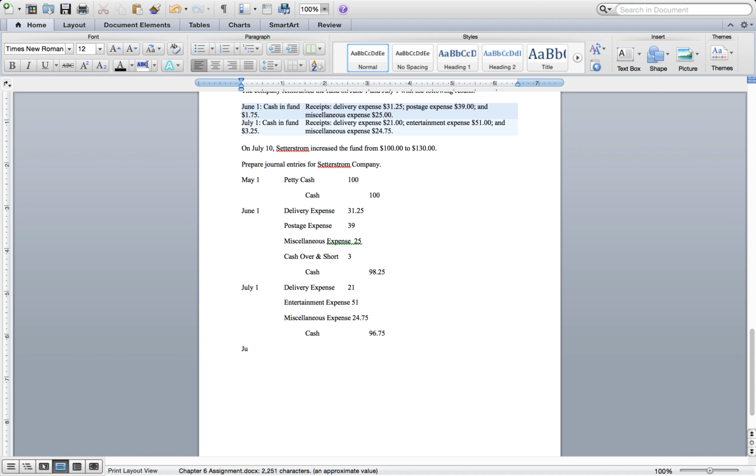And the last one, on July 10th. On July 10th, it says you increase the fund from $100 to $130. So to increase a fund, petty cash fund, you want to start by debiting petty cash. And you debit it by the difference. So you just take 130 minus 100, that'll be $30. Then you want to credit cash for $30.